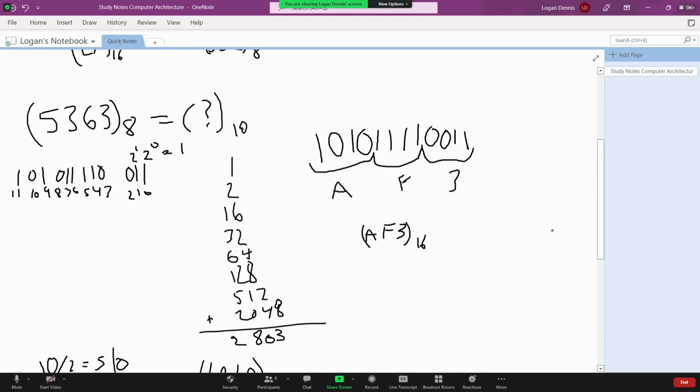Right. And then if you want to just get decimals, you don't have to split anything. If you go from binary to decimal or decimal to binary, you don't have to split by 3 or 4. You just do basic conversion, like dividing by 2.